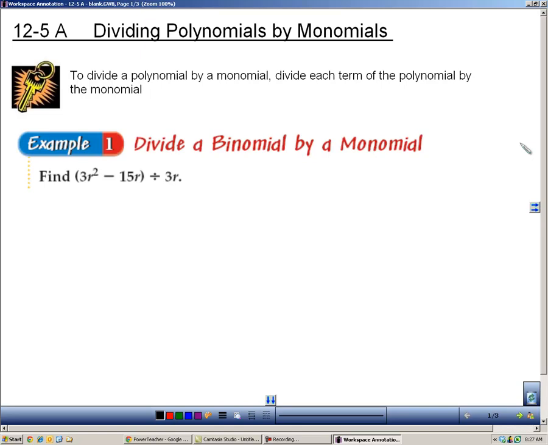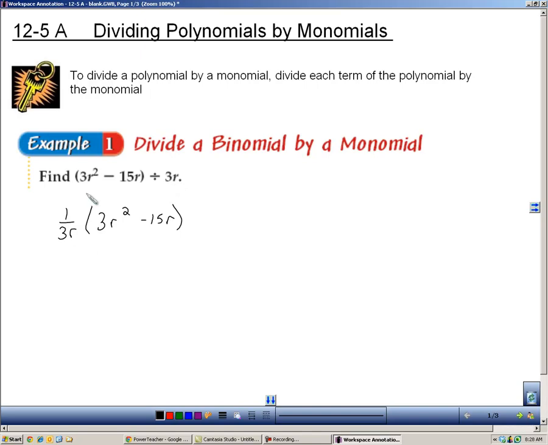Section 12.5a is about dividing polynomials by monomials. The key to this is to divide each term of the polynomial by the monomial. If you think about this a different way, instead of dividing by 3r, we're actually taking 3r squared minus 15r and multiplying it by the reciprocal, 1 over 3r. That's another way to think about dividing by 3r.